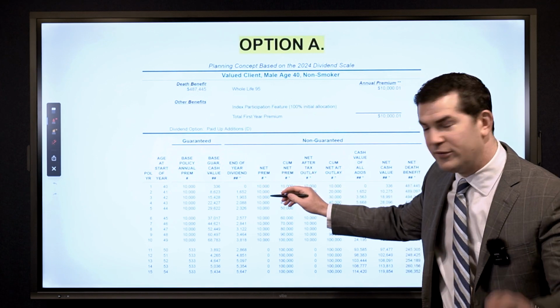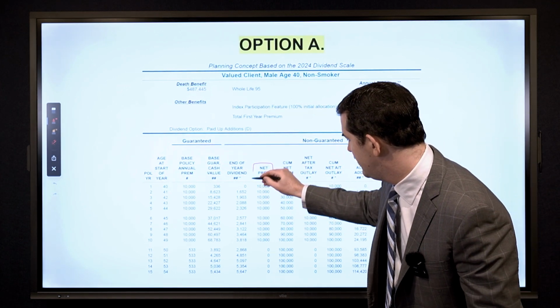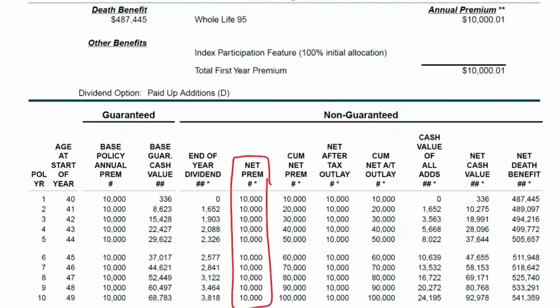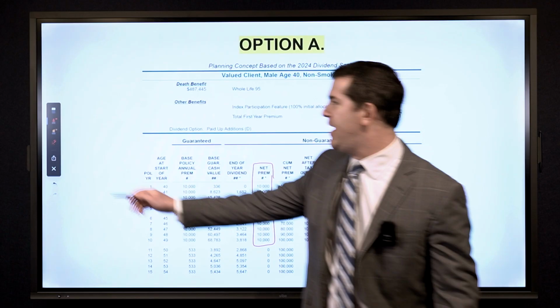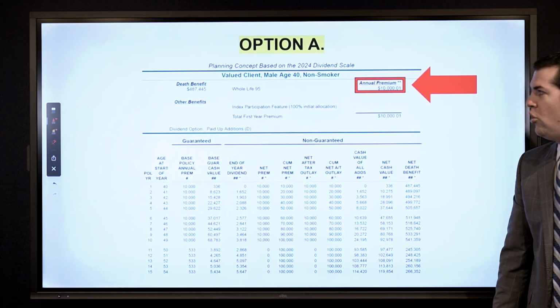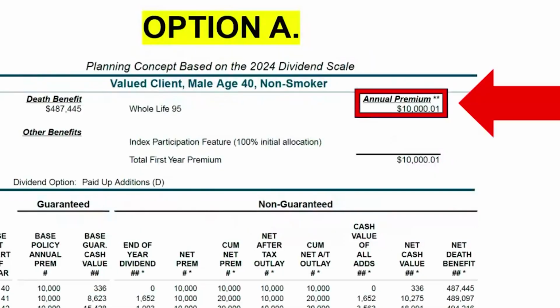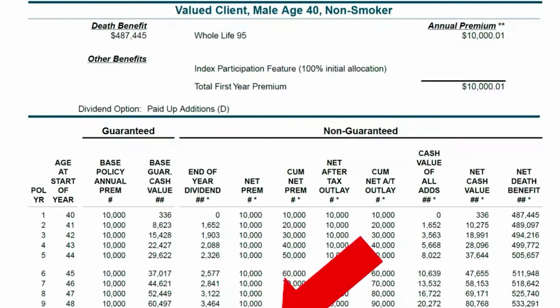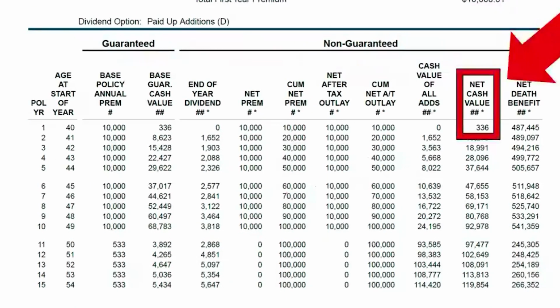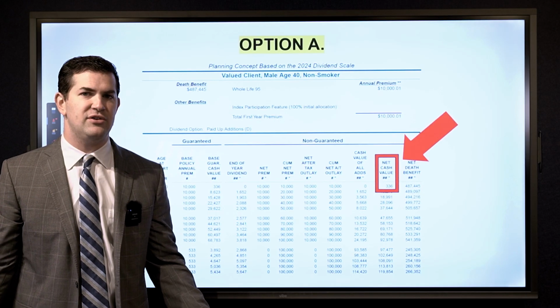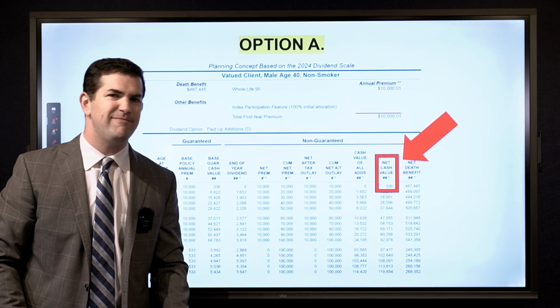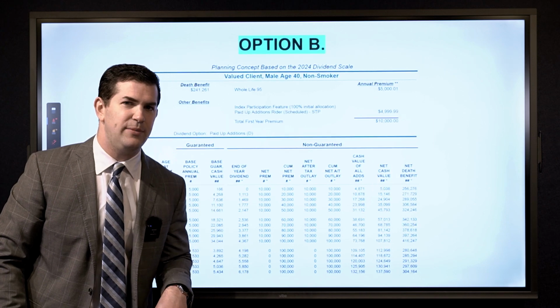Option A, here we go. We're only going to fund for 10 years in all of these. There's what you're paying. $10,000 per year. Okay, so that's your payment. All of your money is going toward the insurance premium. Again, the $10K per year for 10 years. After the 10th year, you pay nothing. And there's your cash value. First year, just about zero, $336. Good deal? Not really.